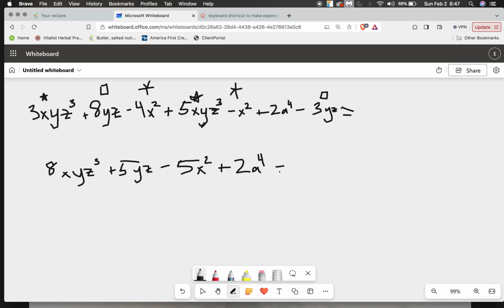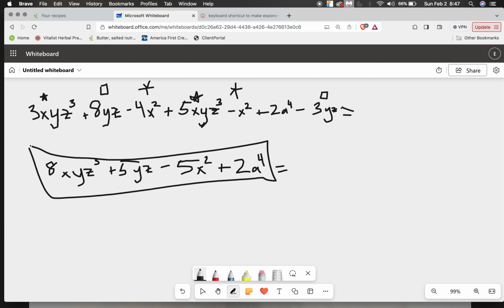Alright, so that is our simplified version. Looking through this, is there any way we could simplify these further? Are there any other matching terms that we somehow missed? The answer is no, so this is our final answer.